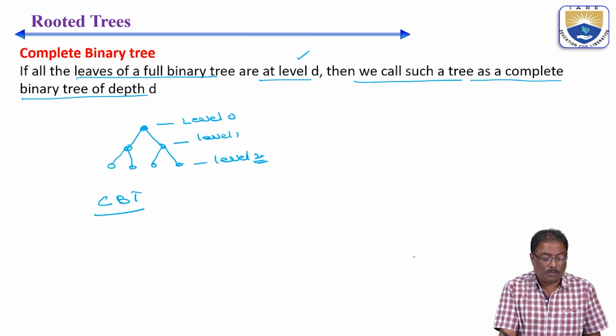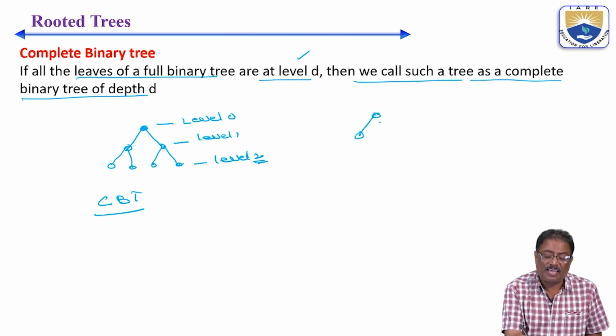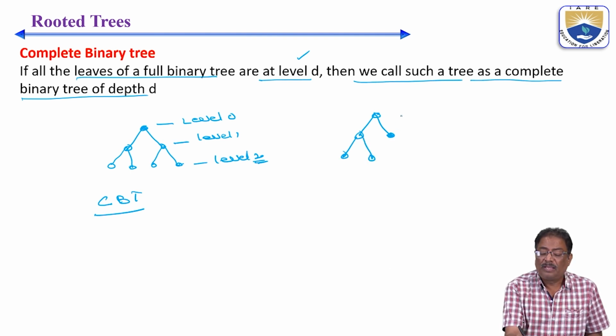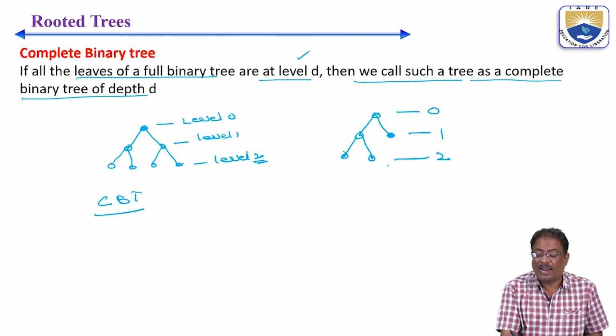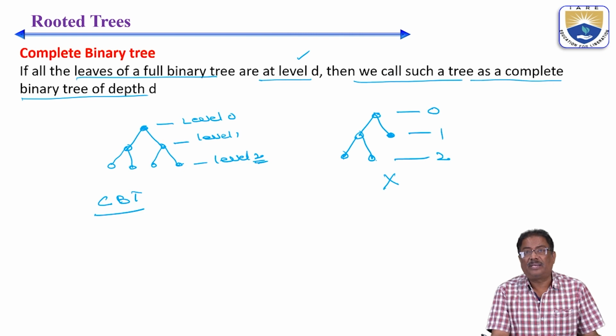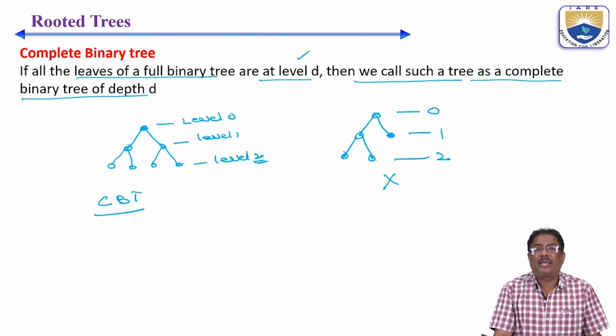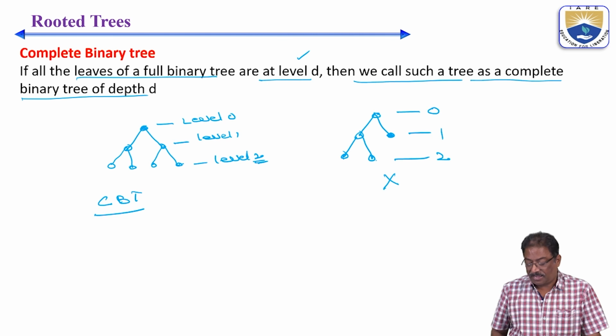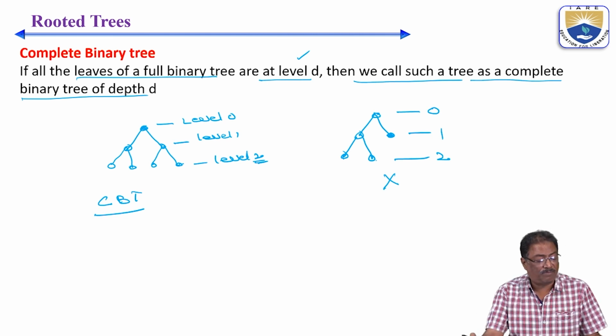Suppose I consider another tree like this, where this leaf node is at level 1 and the others are at level 2. So all leaves are not at the same level; this one is at level 1 only. So it is not a complete binary tree. In this way we can classify binary trees, either as a complete binary tree or a full binary tree.